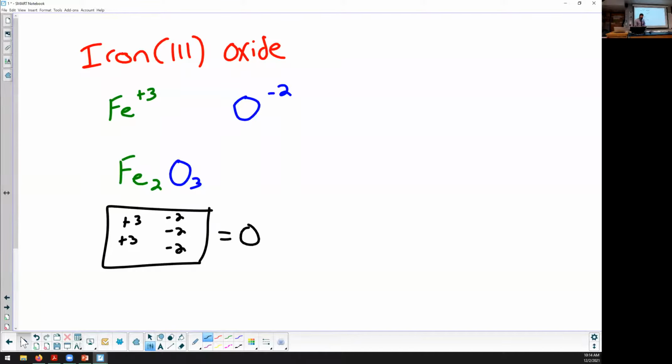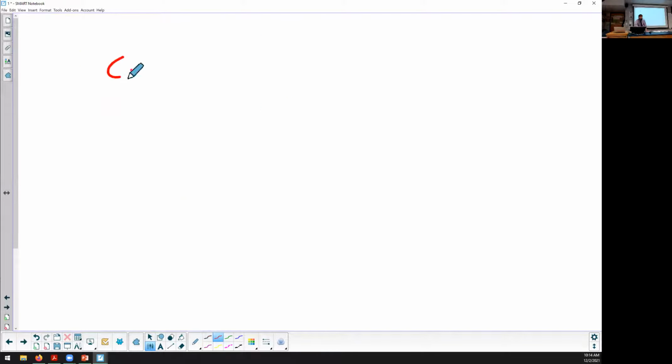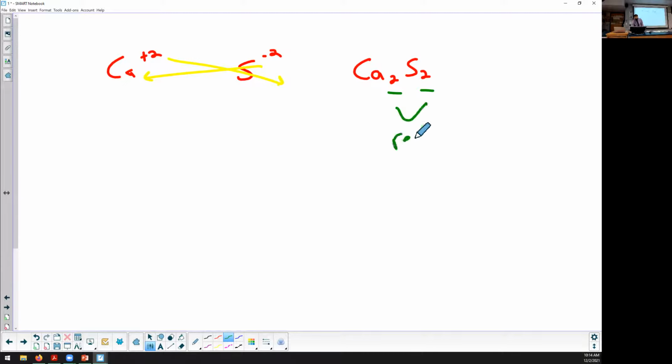So if you did this again with Ca+2, S-2, you just brought that down to there, that down to there, and got Ca2S2. This is not a lowest whole number ratio, right? You have to then reduce to lowest whole number ratio, which in this case would be 1 to 1. And we don't write the 1s in as subscripts. We just assume them. So it would just be that.